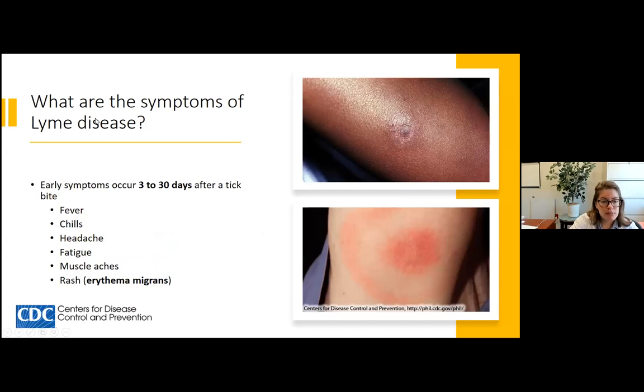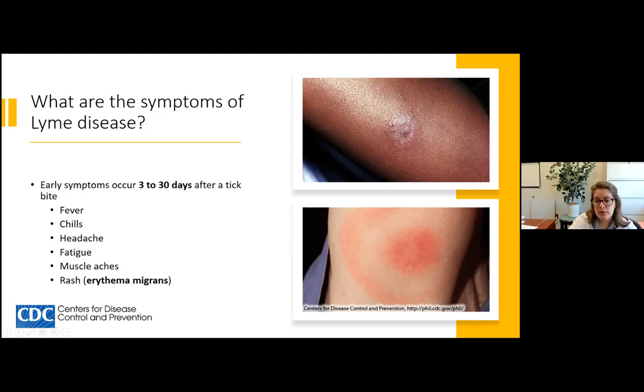And what are the symptoms? We touched on these a little bit, but Lyme disease is kind of just broken up into early and late. So early symptoms usually occur from 3 to 30 days after a tick bite. You can see depictions here of the characteristic rash that comes with Lyme disease, which is called erythema migrans. The top picture here is a very early tick bite where you can still see some inflammation where the tick was most likely attached in the center here.